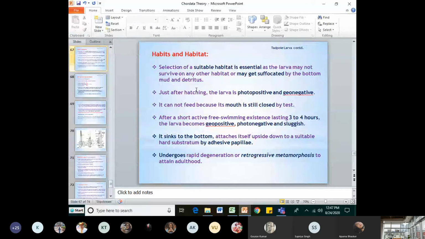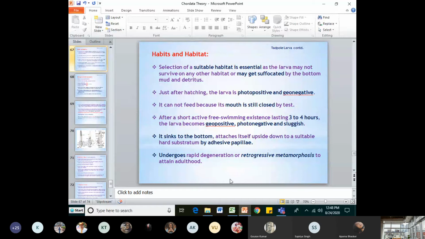Then just after hatching, the larva is photopositive and geonegative. So it moves towards the light and it floats, it swims. It does not tend to settle on the bottom because it is geonegative, and it cannot feed because its mouth is still closed by the test, as I told you that all sorts of openings are closed. So that shows again that it has to complete the metamorphosis within a limited time, otherwise it will die.